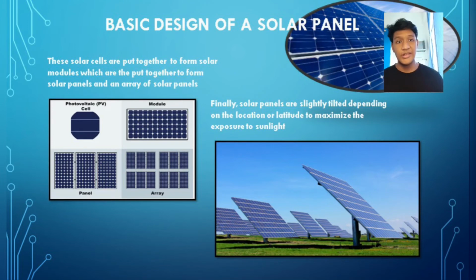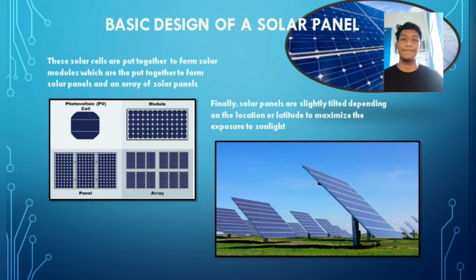After that, these solar cells are put together to form solar modules, which are then put together to form solar panels and an array of solar panels, as you can see in the picture. Finally, the solar panels are slightly tilted depending on the location or latitude of the Earth to maximize their exposure to sunlight.